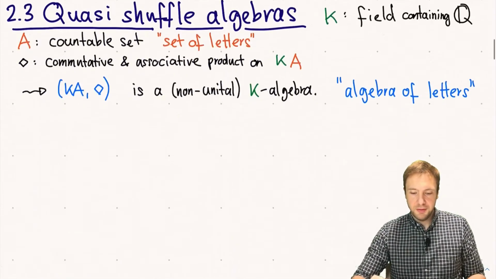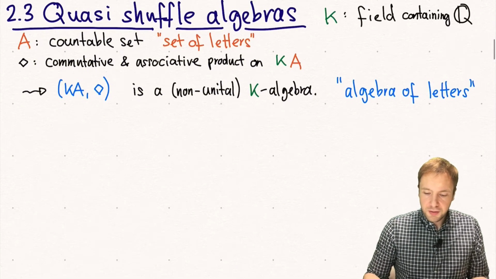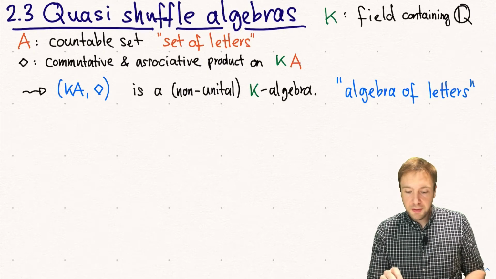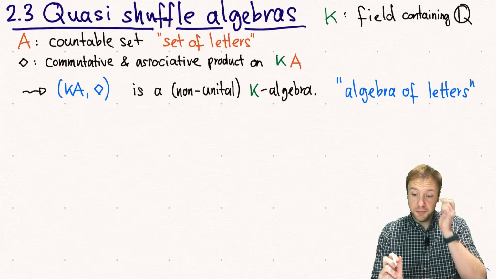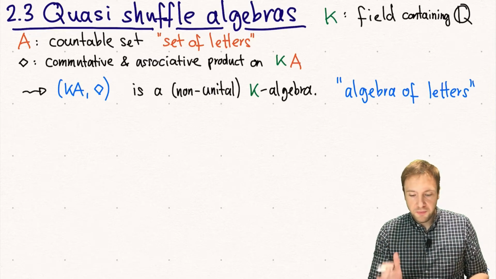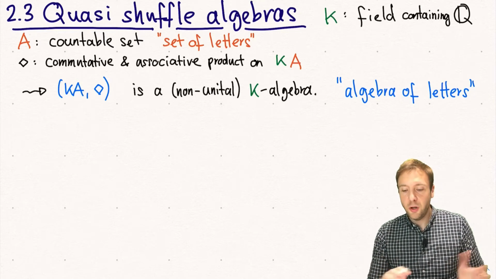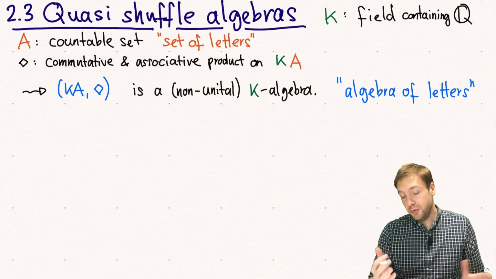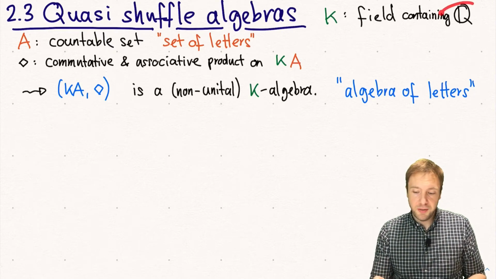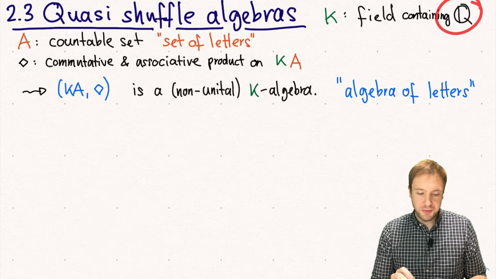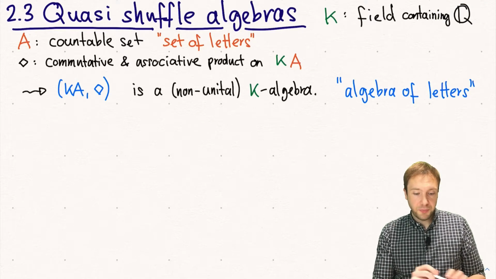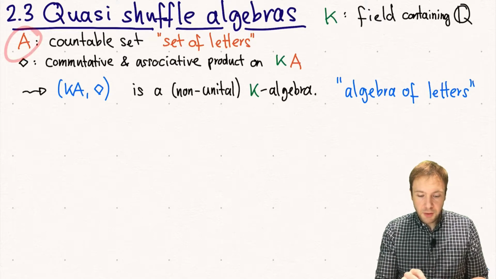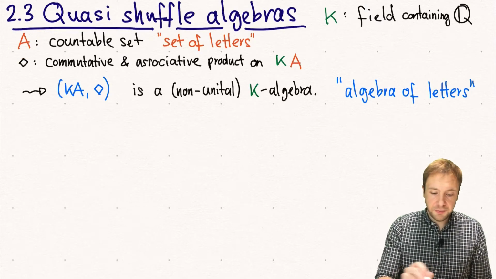Okay, so let's do this. So in this section by K, we always denote a field which contains Q, and actually in the video today K will always be Q, so all the examples we do will basically just be the case Q, and A will be a countable set, and this we will call the set of letters.